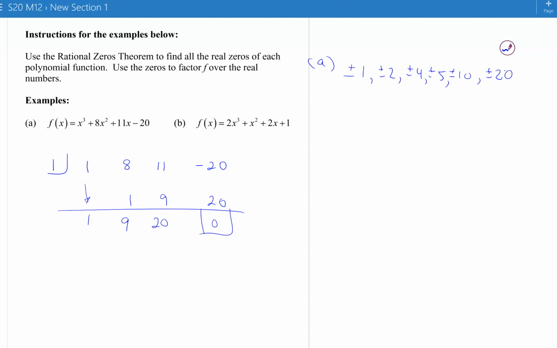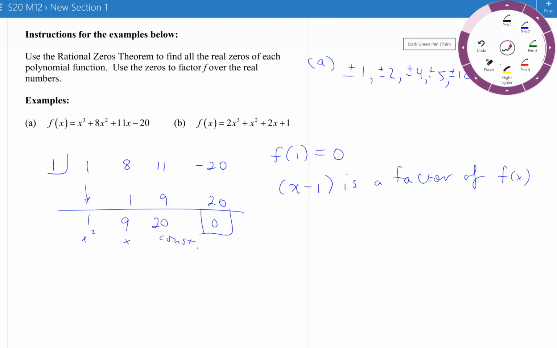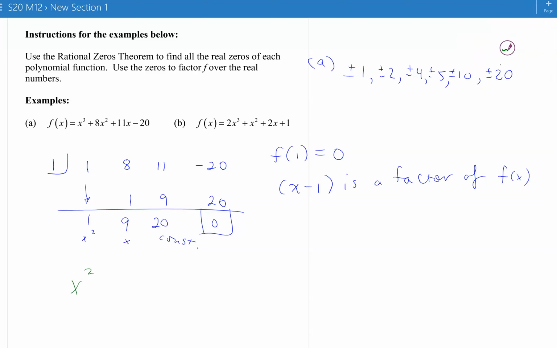So if 1 is a zero, we know f of 1 is 0, and we know x minus 1 is a factor of our polynomial. And then we know the other factor. We identify the constant, the x term, and the x squared term. So the other factor is x squared plus 9x plus 20. So x squared plus 9x plus 20 times x minus 1 equals our polynomial, since x minus 1 divided evenly and we got a remainder of 0.